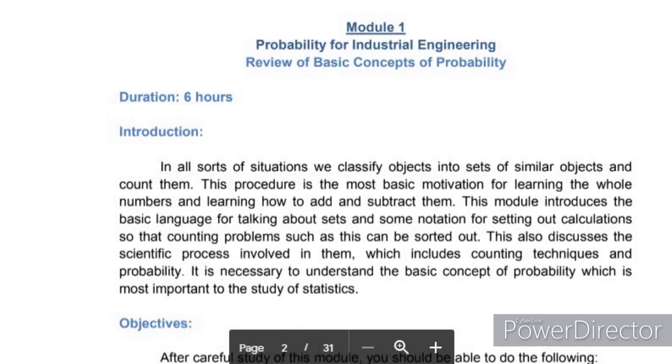It is necessary to understand the basic concept of probability, which is most important to the study of statistics. As industrial engineers, it is important for us to be good in statistics. But first, we have to study the basic concepts under it, which lies in the concept of probability.